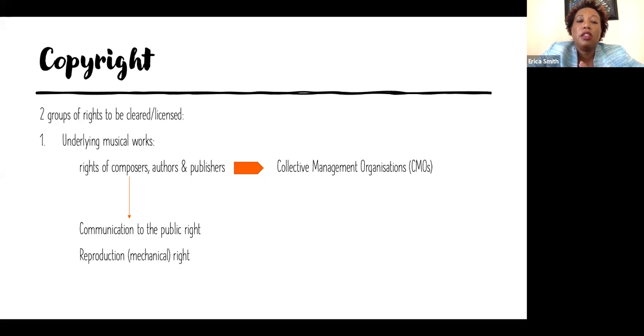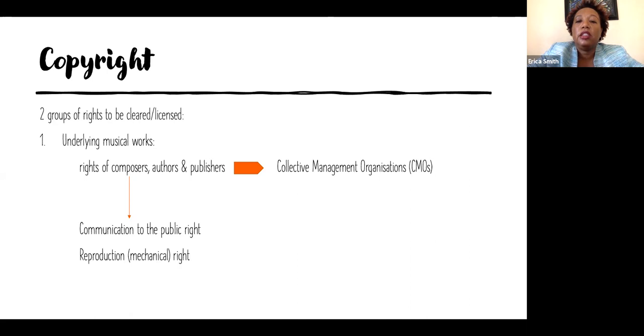And even in the traditional non-digital environment, you generally need to consider the two groups or two categories of rights. And if you think of Coscap's membership, our membership reflects these two categories of rights. So first of all, you always have to consider the rights in the underlying musical works, the rights in the songs. And these are the rights of composers, authors, and publishers.